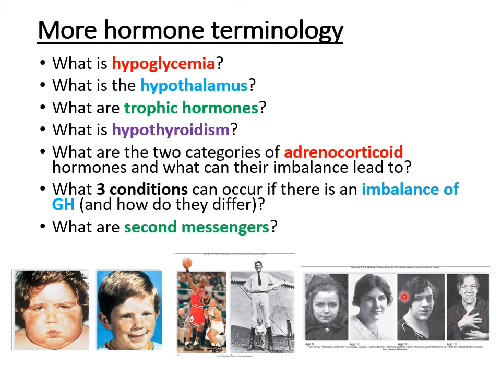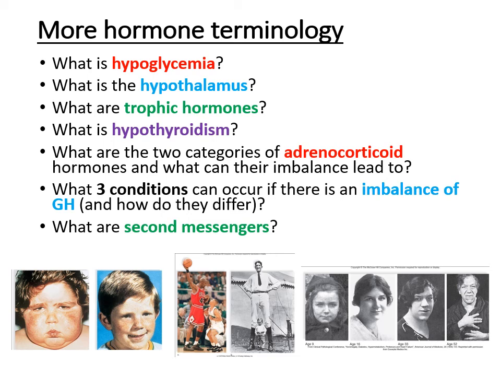And then lastly, if instead of too much growth hormone, there's too little, you end up with dwarfism. And that one can actually be treated early on if they give basically injections of human growth hormone before the child reaches maturity.